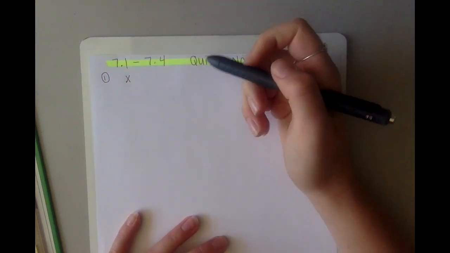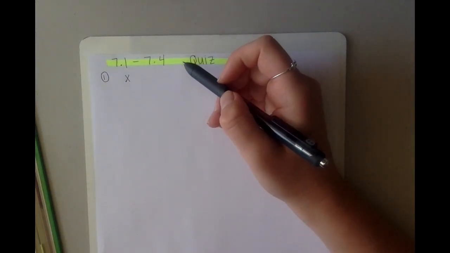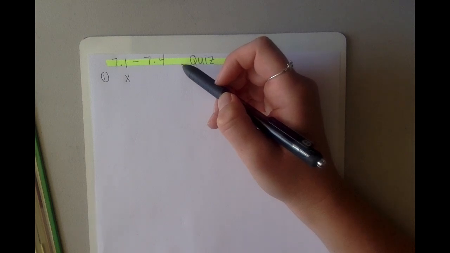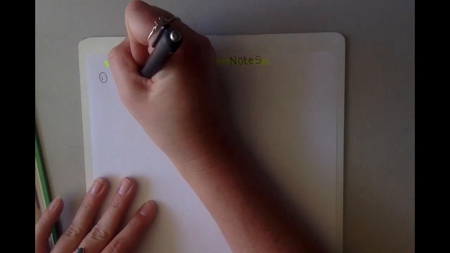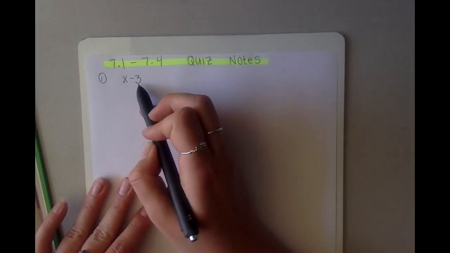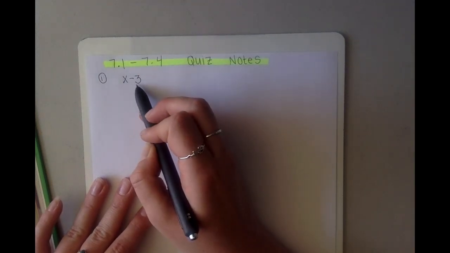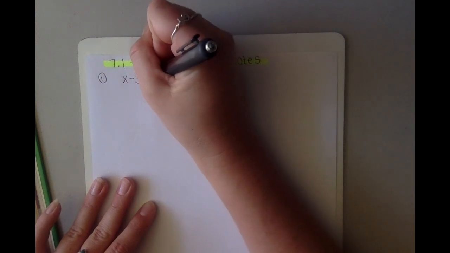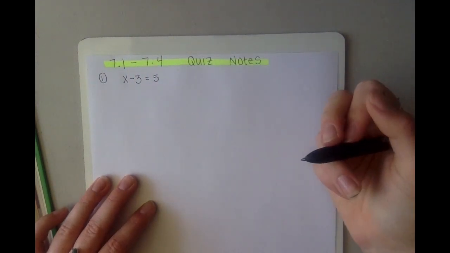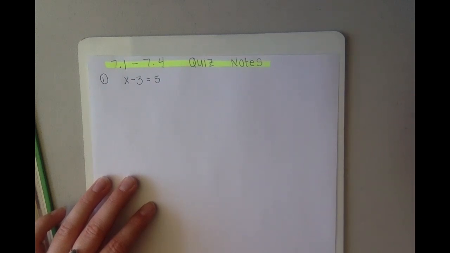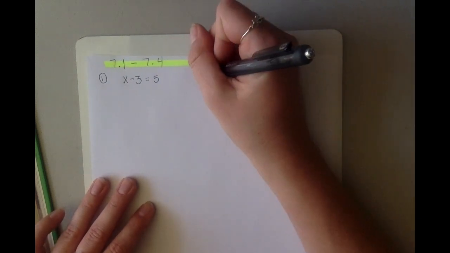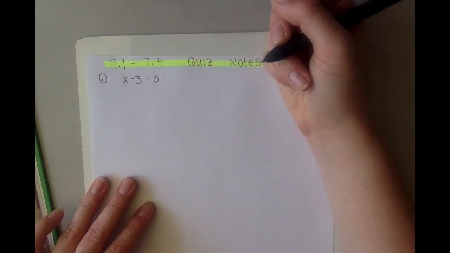Now I have to think about what it's saying. It says a number x decreased by 3. So x is being decreased, meaning minus 3. So x minus 3, it says is 5. Is 5. And remember, whenever you hear is, you can put your equal sign. Is means equals. So then you guys will do number 2 on your own.